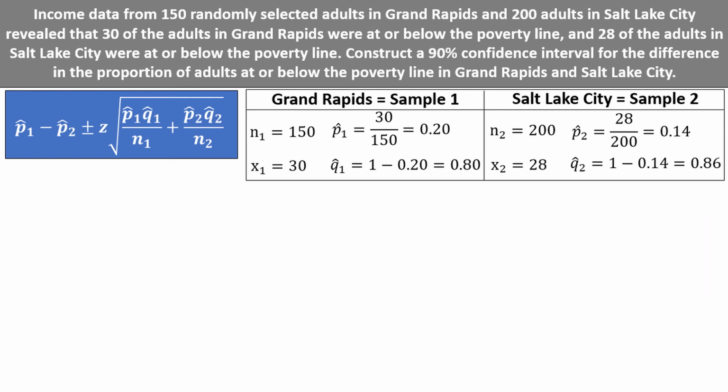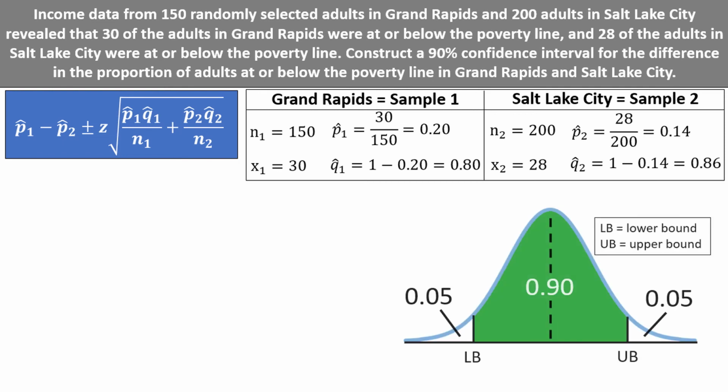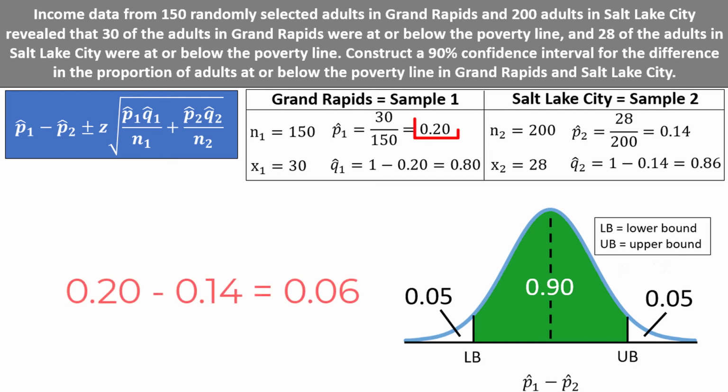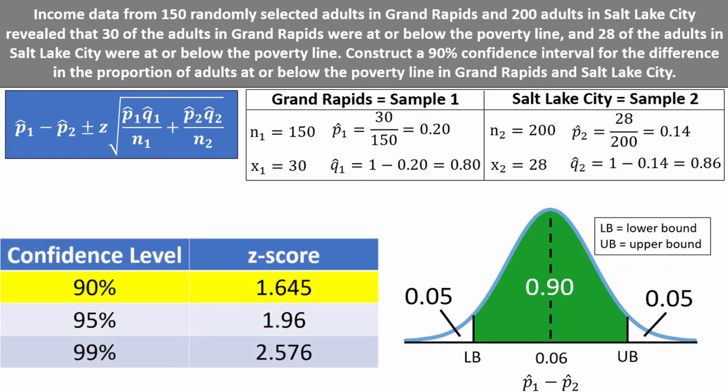The confidence level is 90%, meaning that the graph has 90% of the probability in the middle and 5% in each of the tails. P hat 1 minus P hat 2 goes in the center, which is 0.2 minus 0.14, which is 0.06. The z-score in the formula is the z-score corresponding to the 90% confidence level, which we know from my handy table is 1.645. If you want to know how to generate this number from a z-table or a TI-84 calculator, check out one of my videos in the description.